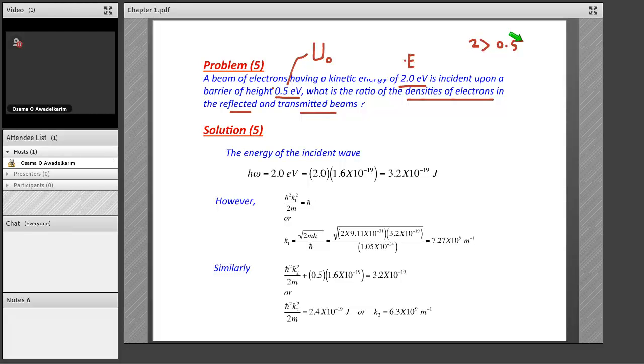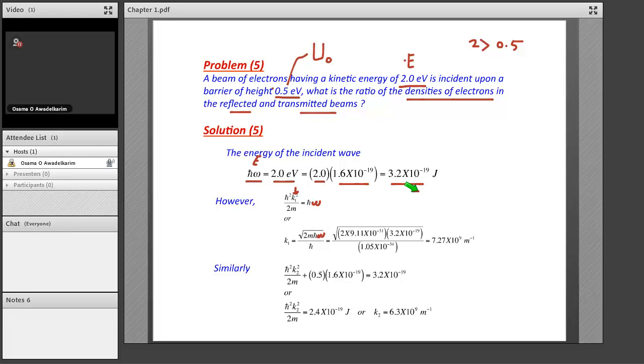However, from quantum mechanics, we saw that that is not the case. ħω, which is the energy of the incident electrons, is equal to 2 electron volts, which is 2 times 1.6 times 10^-19, that is 3.2 times 10^-19 joule. That gives us K1. So our K1 is equal to the square root of 2m ħω over ħ squared. We can substitute ħω, which is simply this energy here.